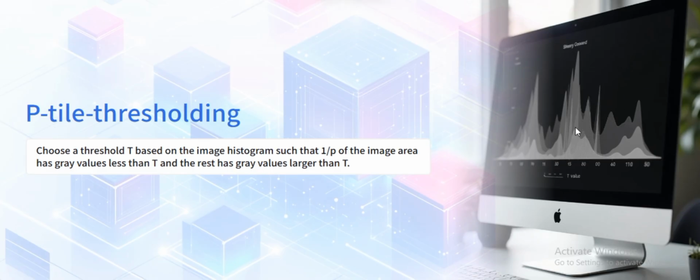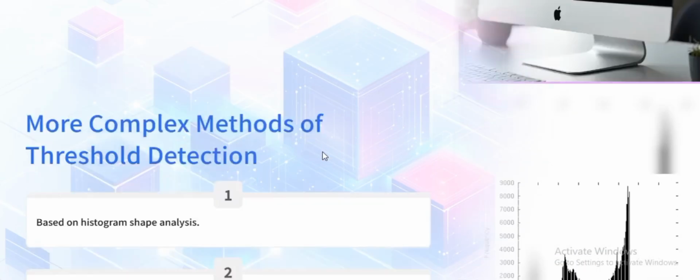Tile is nothing but, see, the image will be in different frequencies. So, this is an image that represents tiles. You know the meaning of tiles, right. We are going to select the threshold value t in such a way that 1 by p of the image area, where the whole image area is called p, is taken as gray values less than t, and the rest of the areas are considered as gray values larger than t. So, lesser than t are the regions of 1 by p, and larger than t are the regions not coming under the area of 1 by p. So, this is called p-tile thresholding.